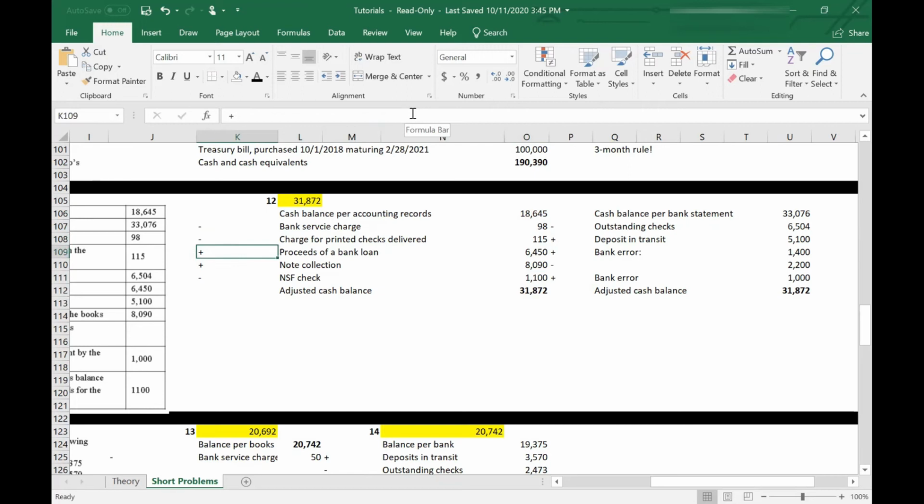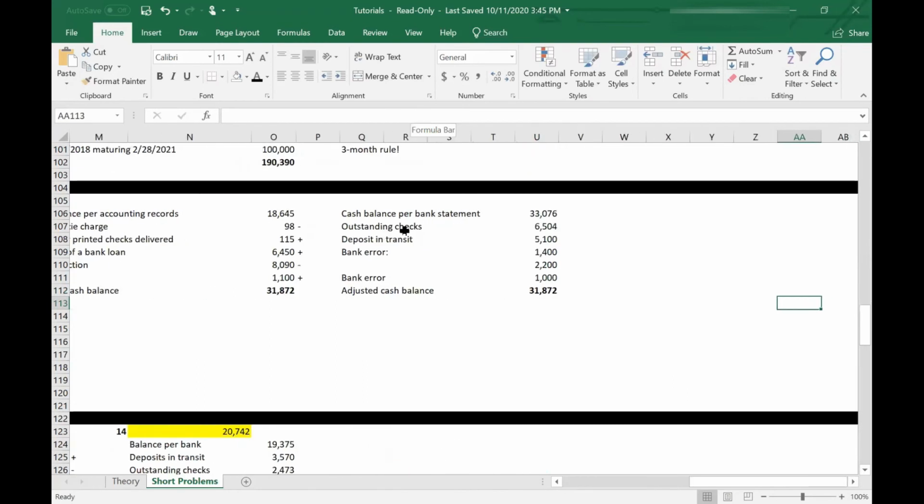Proceeds of a bank loan, this is a credit memo, so you add it. Note collection, a credit memo, so you add it. Non-sufficient fund check, it's a debit memo, so you deduct. So you end up with 31,872 pesos. For cash balance naman, per bank statement, it's 33,076.